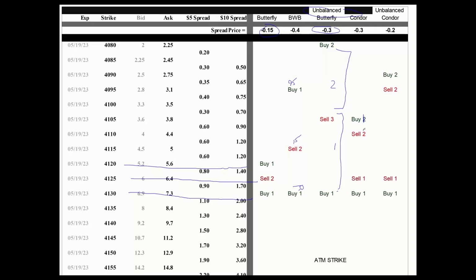Okay, there's a mistake here. This should be 1 and 1. Okay, and this normal condor is a 30-cent debit, and then the unbalanced condor is a 20-cent debit. Notice how I get more separation from the unbalanced condor than the condor for about the same price.